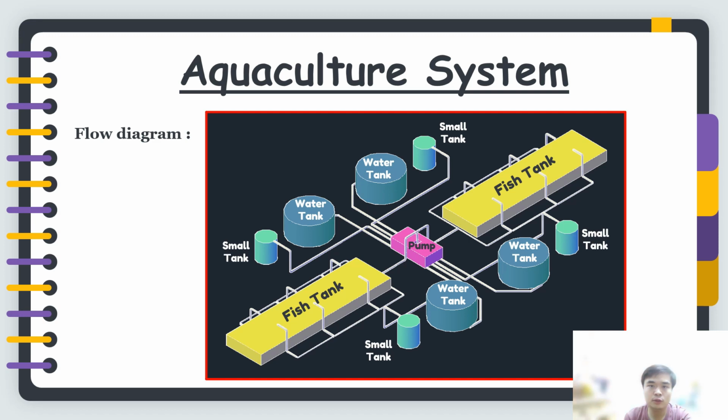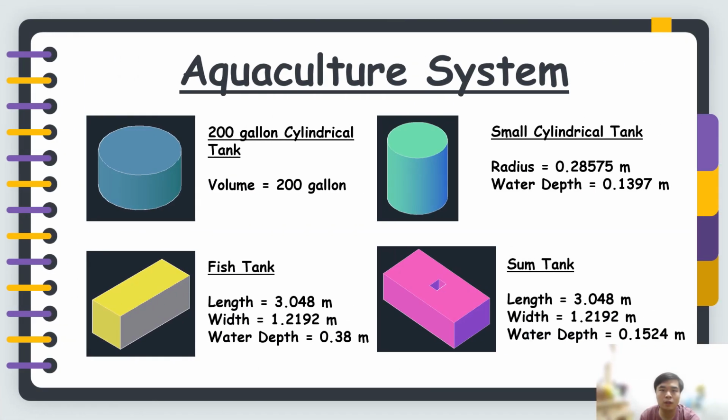The diagram shows the recirculation aquaculture system that our group chose. It consists of 4 water tanks, 4 small tanks, 12 fish tanks, and a sump tank which contains a pump. Here are the details of the tanks, including the volume, radius, length and width, and the most important one is the water depth. That's all for my part of the presentation. Next, I will pass to Lim Hong Yin to continue the presentation.